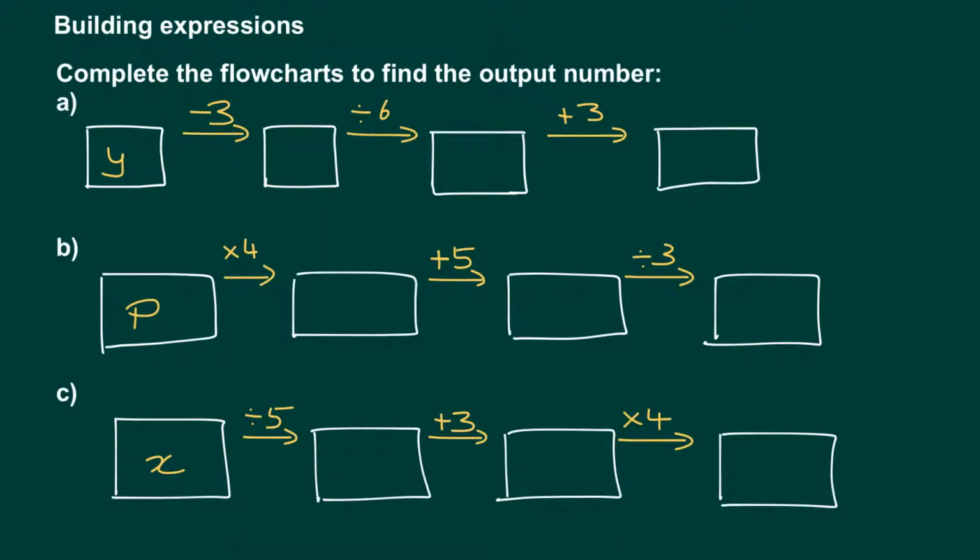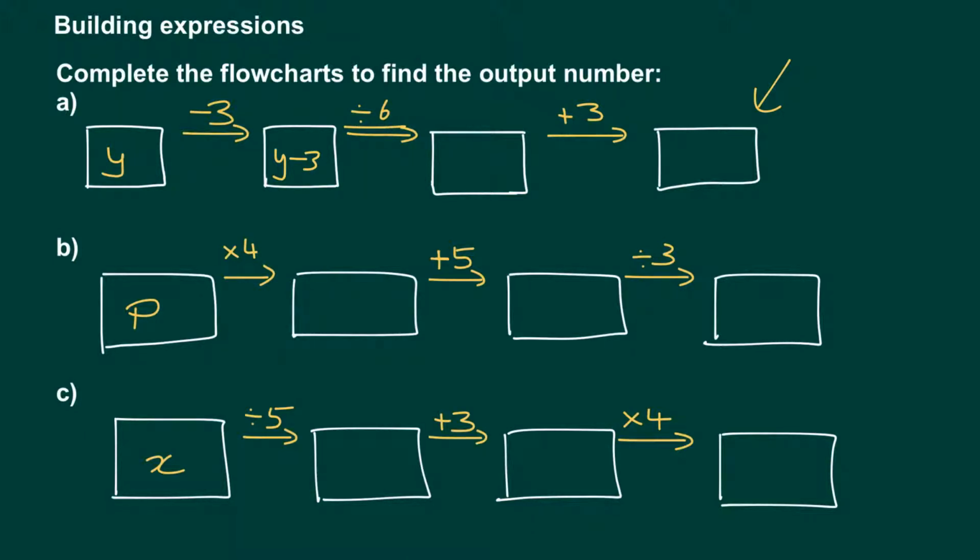Alrighty guys, so let's have a go at this question. It says, complete the flowcharts to find the output number, which as we know is simply the final number. So let's have a look at part A. It says we start off with y as the input number, then we go minus 3. So that simply becomes y minus 3. Straightforward. Then we take y minus 3 and we divide it by 6.